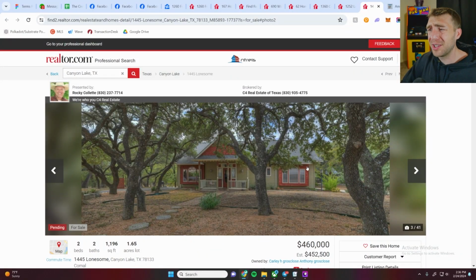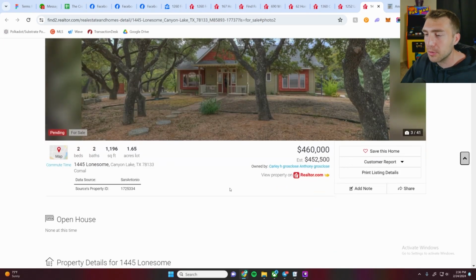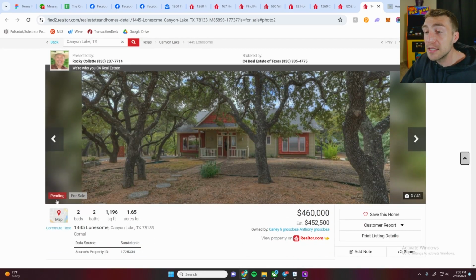Okay, here's a really pretty house. I love this house. I love that style, more of a Victorian craftsman, early 1900s style. Now, this is a new house, obviously. This one was built in 2009, but I love that style. Oh, it's so pretty. I grew up in a house like that. So this house is pending. That's good. That means someone is interested at this price.